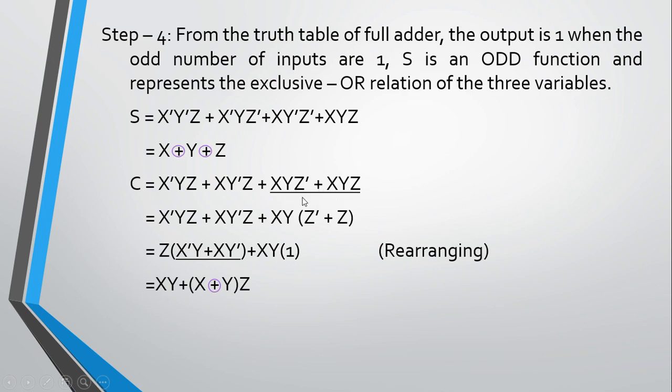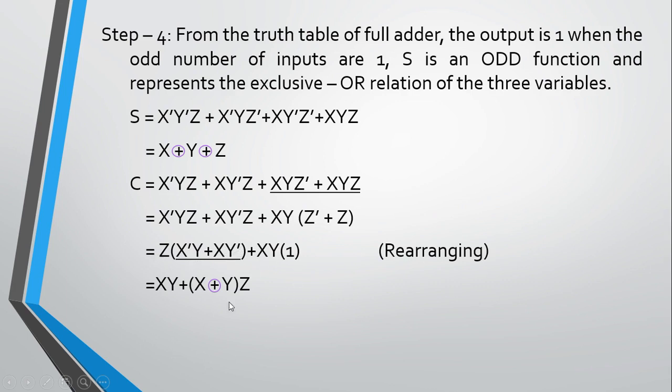Now you can take XY as a common factor, and Z' plus Z is there in the bracket. Instead of Z' plus Z, that is the postulate, right? So that results in 1. And from this particular combination you can take Z as a common factor. So Z (X'Y plus XY').